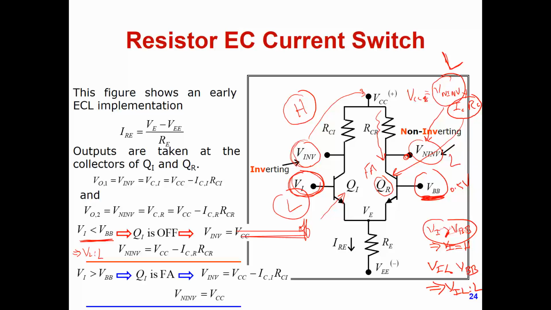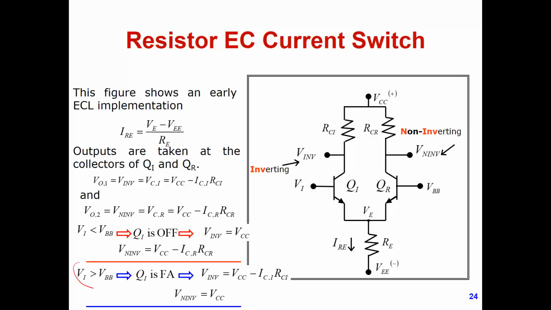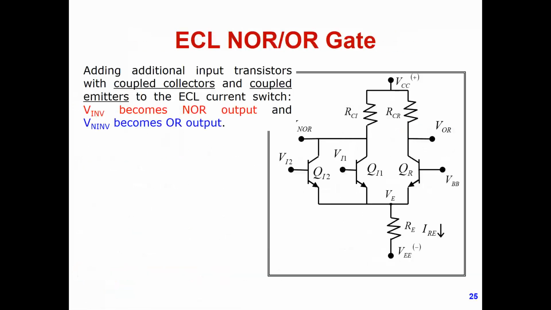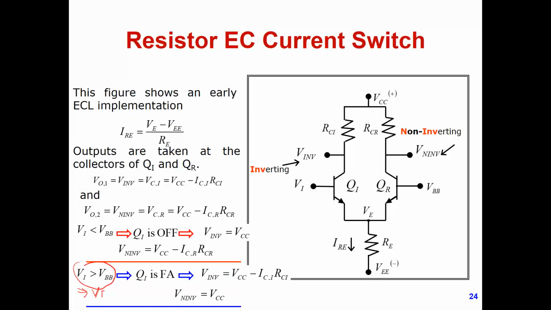Similarly, we can consider the other case, where the input is greater than the reference voltage, therefore the input is considered to be high. In this case this will be in forward active and this will be off. Now therefore this V non-inv will be high because there is no current here. This is zero, so this node will be connected to the VCC, and there will be a voltage drop here, so that this will be considered low.